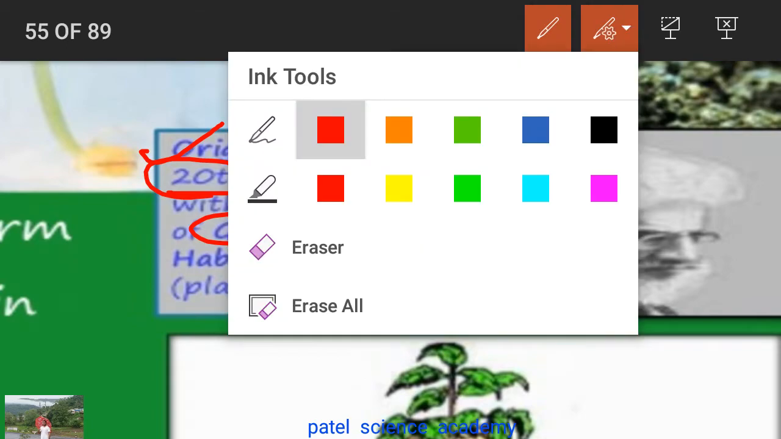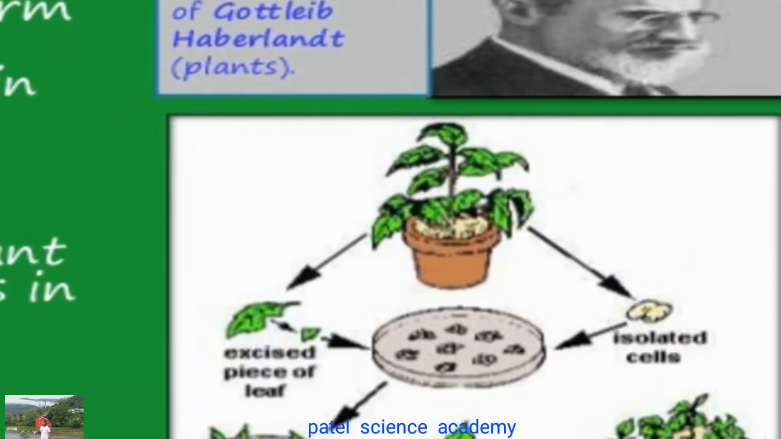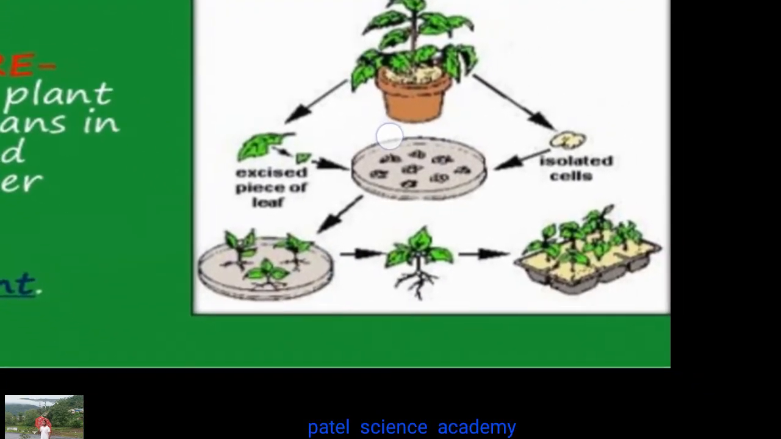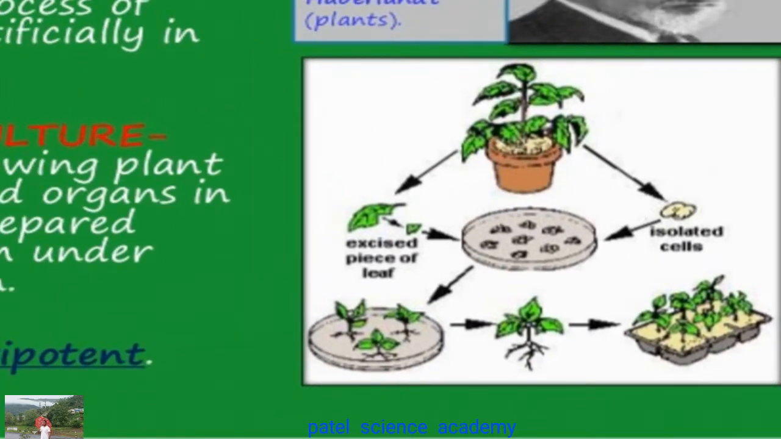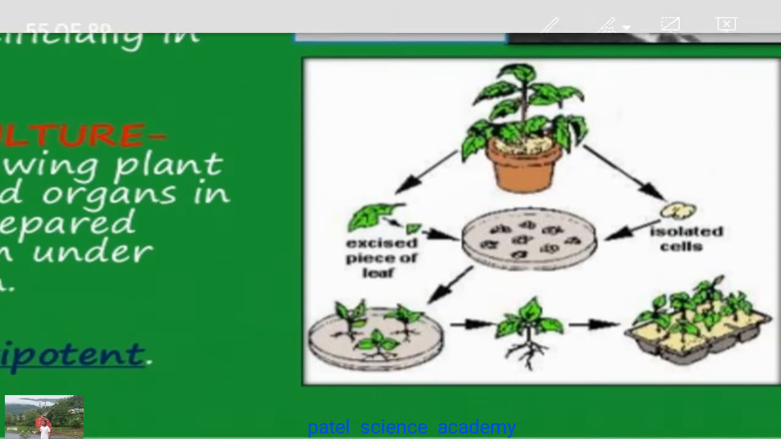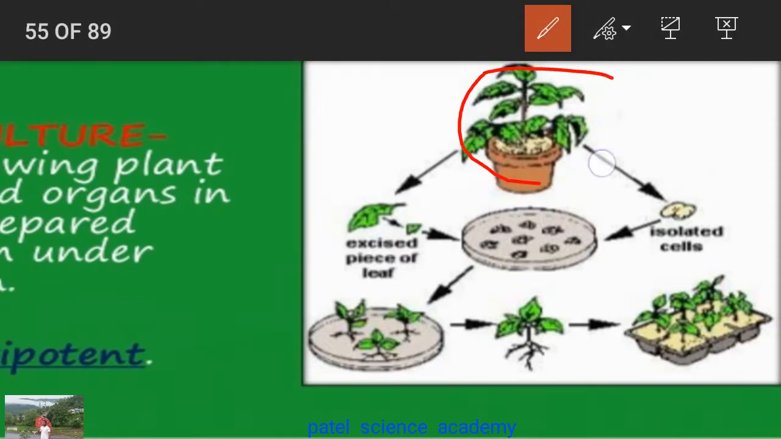And the technique includes the use of a small cell, tissue or organ of any plant, so that the organ, tissue or cell that has been collected or isolated from that plant can be converted into the whole plant. So simply, diagrammatically, this technique is like this. You can see this is that plant. From that plant, this small cell has been isolated, and it has been inserted into this nutrient medium.